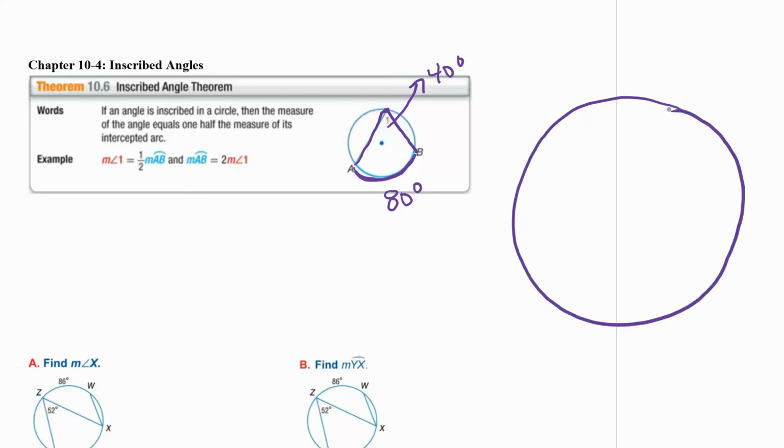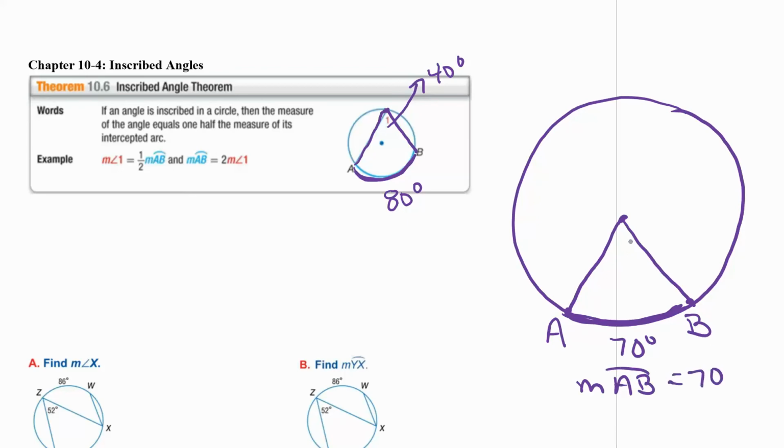The inscribed angle is different than the central angle. For example, if we have a central angle here, and we'll call that A and B, and let's say that this right here is 70 degrees, so the measure of arc AB is 70 degrees, then the central angle here would be 70 degrees. But if I drew an angle that's inscribed, this angle here would be 1/2 of 70, which is 35 degrees.